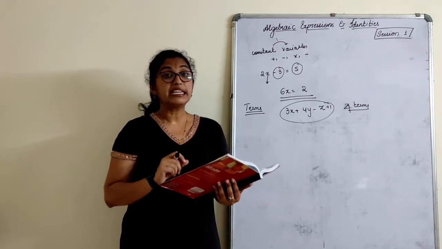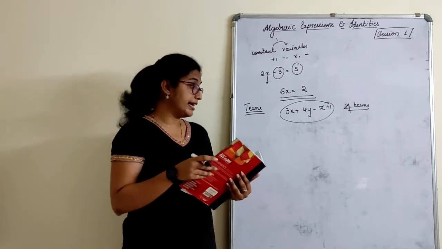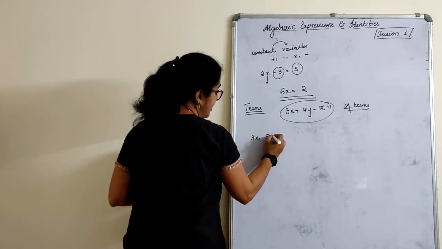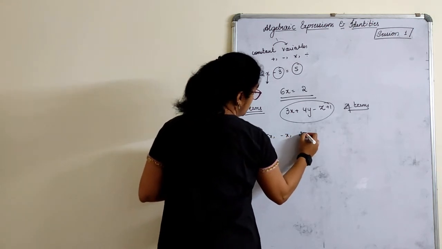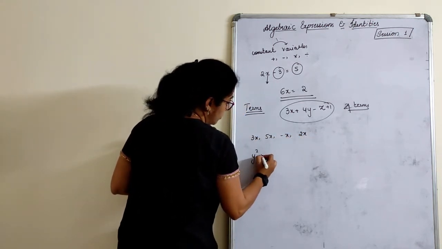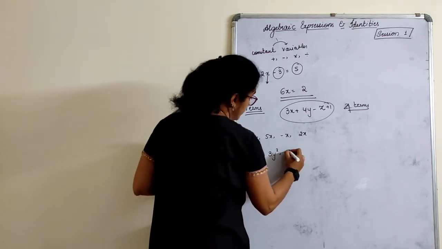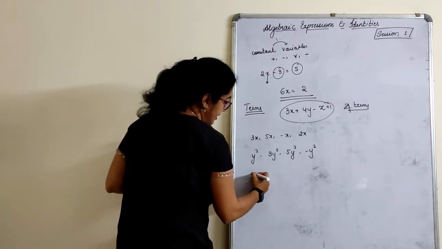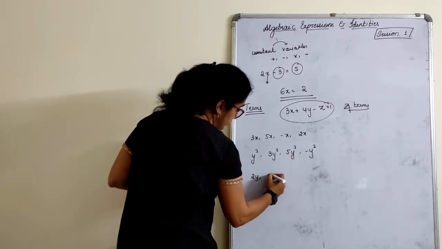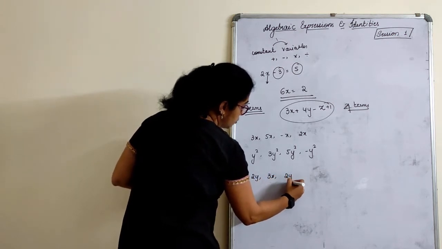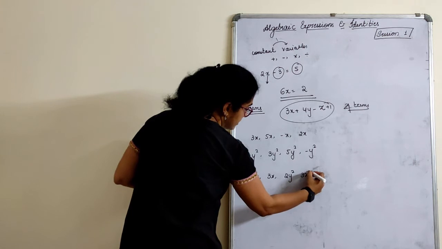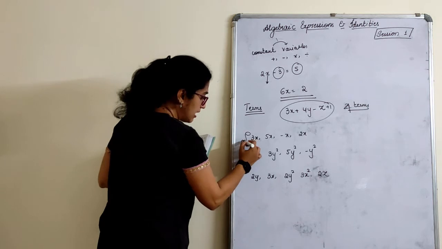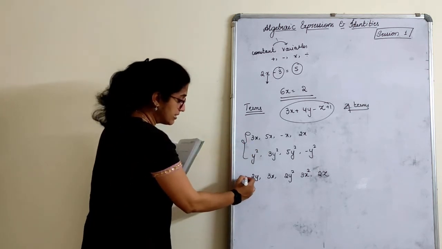Next, like and unlike terms. Now what are like and unlike terms? First of all, let us list them down. Suppose I write 3x, 5x, minus x, 2x; y square, 3y square, 5y square, minus y square. Next, if I write 2y, 3x, 2y square, 3x square, 2z. Now these are like terms and these are unlike terms.